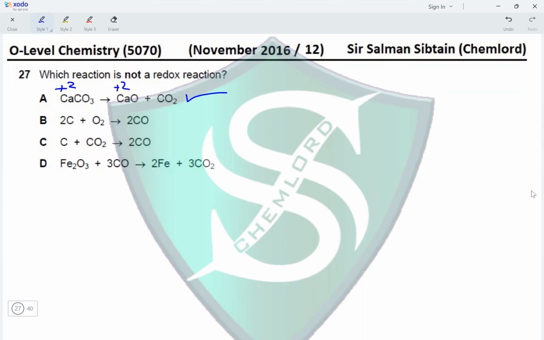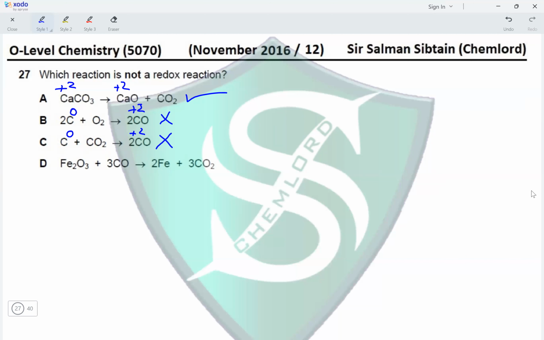In the second reaction, carbon on the reactant side has an oxidation number of 0, and carbon in the product side in carbon monoxide has an oxidation state of +2, so it is being oxidized. Therefore, something else would be reduced. So this is a redox reaction. In the third equation, carbon with an oxidation state of 0 is being converted to carbon with an oxidation state of +2. So this is a redox reaction.